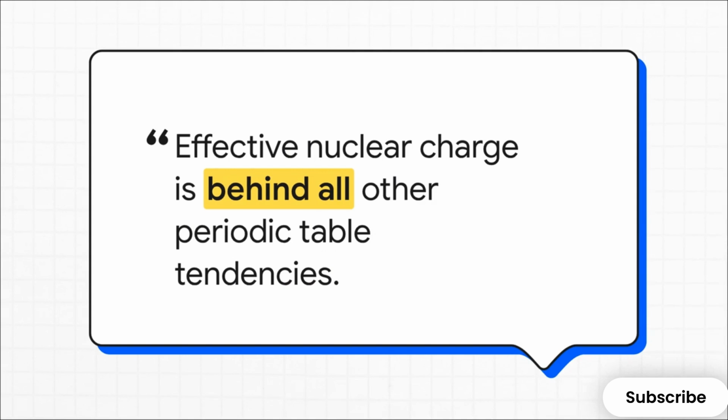So what's the one master key that unlocks all of these rules? It all comes down to this one concept: effective nuclear charge, or Zeff for short. This is the net positive pull that an outer electron actually feels from the nucleus. Think of it like this. The protons in the center are pulling hard, but all the inner electrons create a kind of shield that weakens that pull. The final strength of that pull is the real reason behind every single trend we've just talked about.